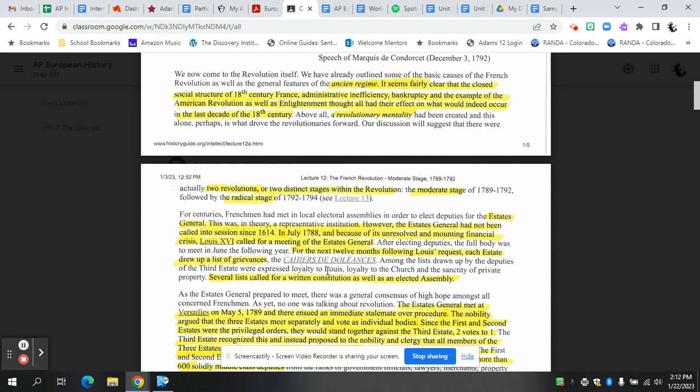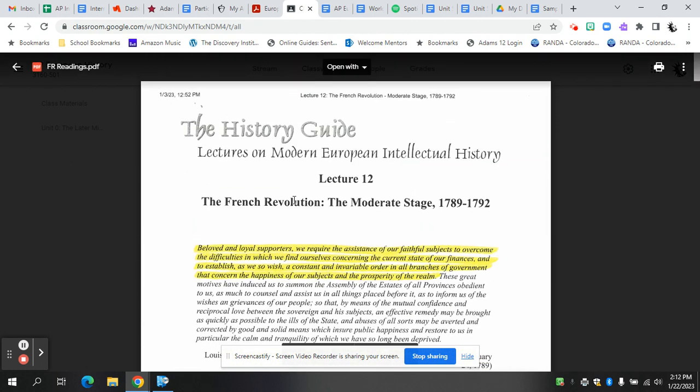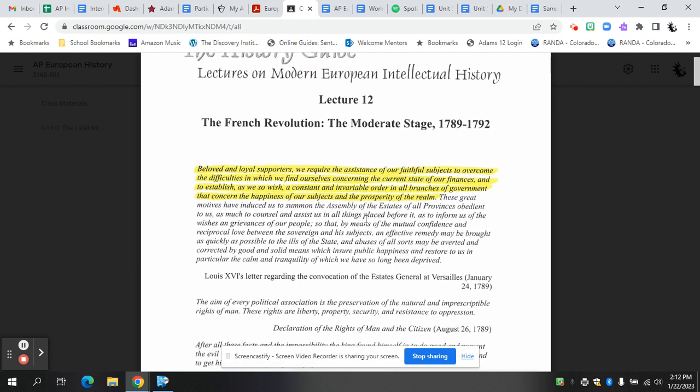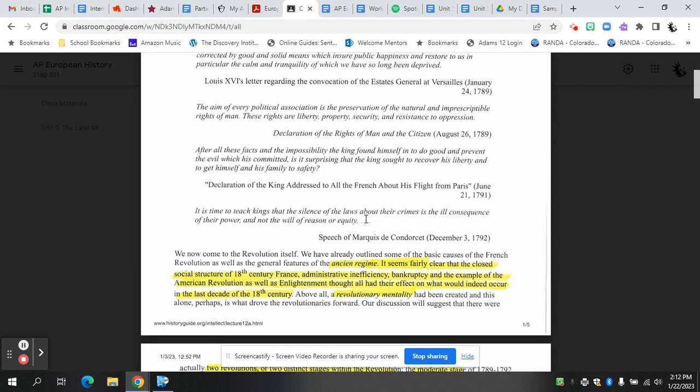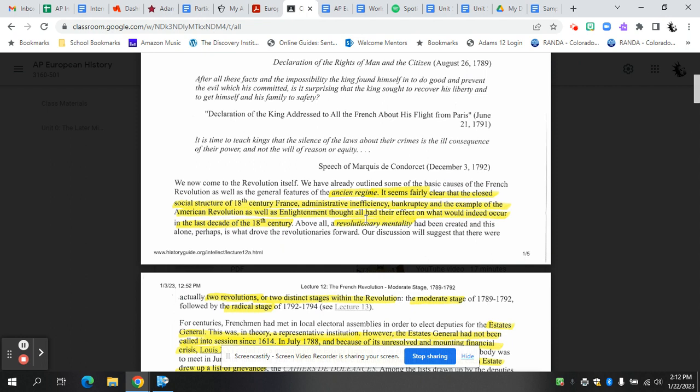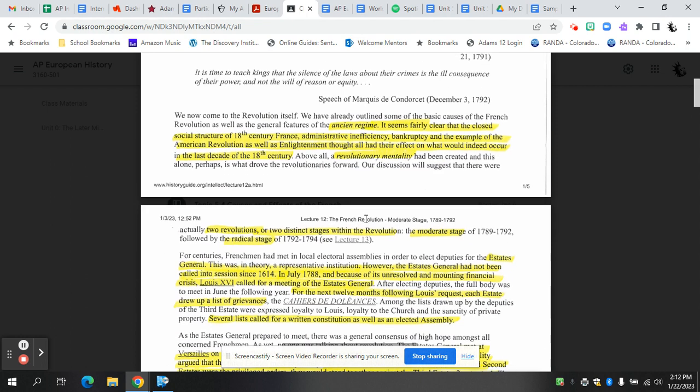I am working off of lecture number 12 here. I'm in the moderate stage. That's where I'm going to do the majority of my argumentation for the bourgeoisie. And I'm going to start pulling some evidentiary pieces from this to help me out.